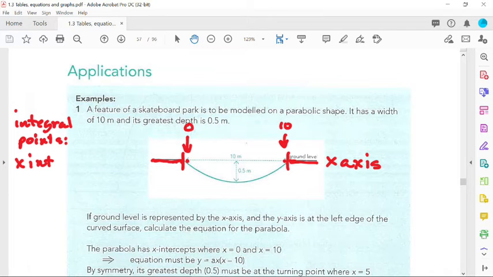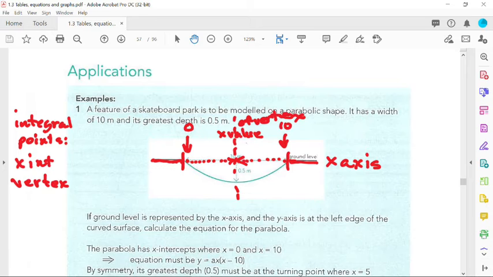Okay? Now, we also know that if you go halfway between those 2 points, you get the, what is it called? It's part of the vertex. Which part? The x value. Yes, you get the axis of symmetry, exactly, which tells you the x value of the vertex. So in this case, the vertex is halfway between 0 and 10. In other words, the x value is going to be 5. Pretty easy to work out, yes?